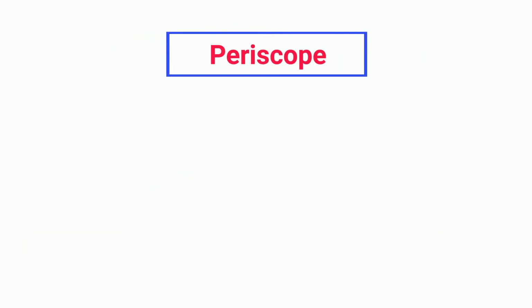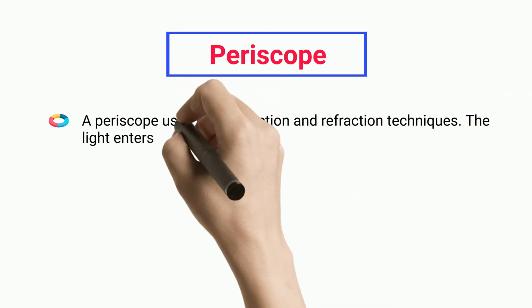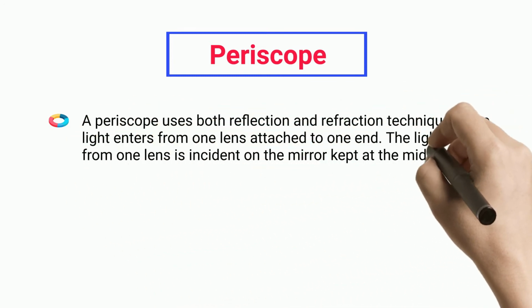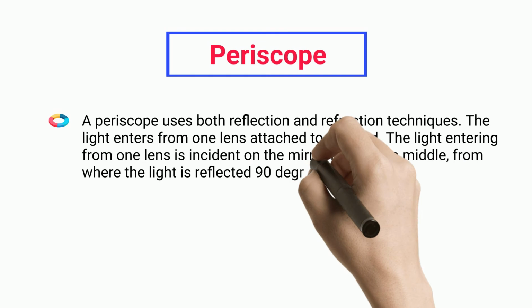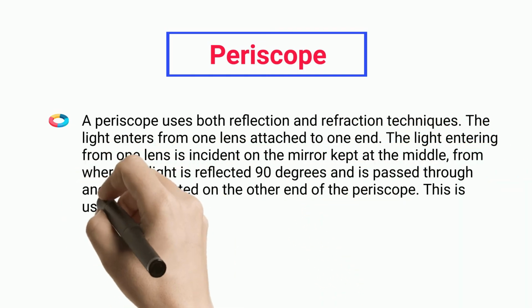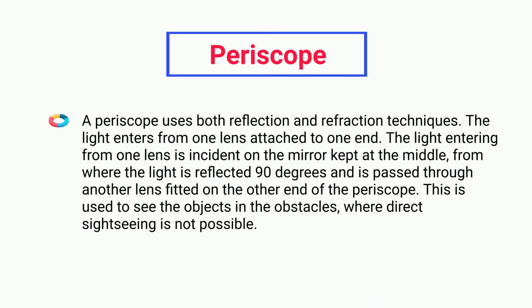Periscope. A periscope uses both reflection and refraction techniques. The light enters from one lens attached to one end. The light entering from one lens is incident on the mirror kept in the middle, from where the light is reflected 90 degrees, and is passed through another lens fitted on the other end of the periscope. This is used to see the objects and the obstacles where direct sightseeing is not possible.